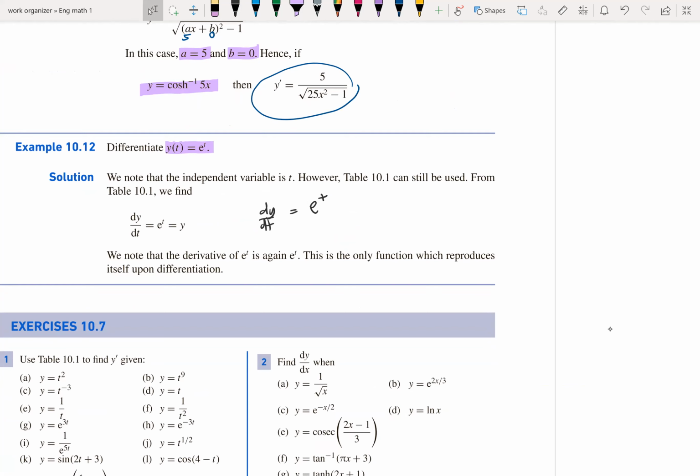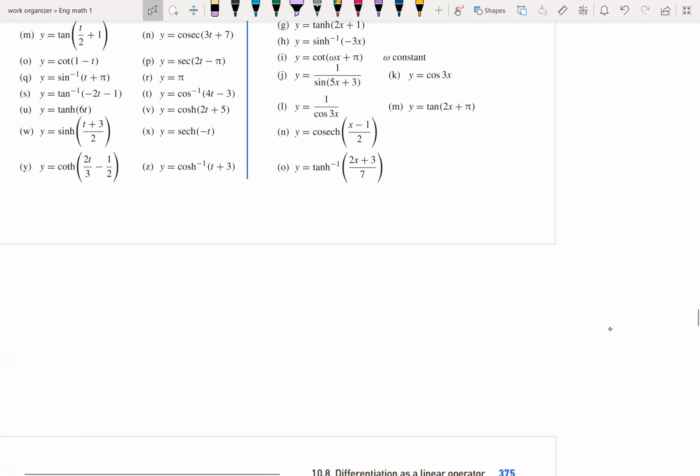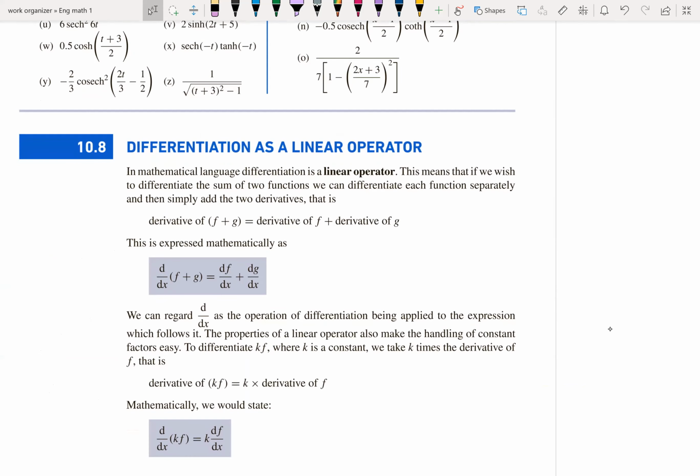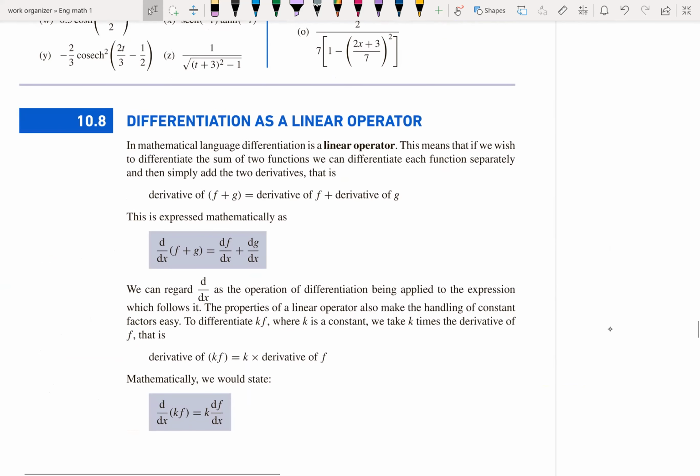I think that's it for now. Oh no, one more a little bit. So this is the linear operator, which means we can differentiate the sum of two functions by differentiating each function separately, and then simply add the two derivatives.